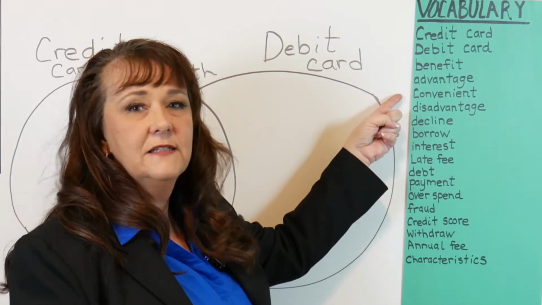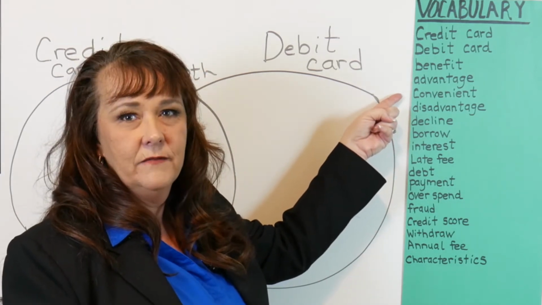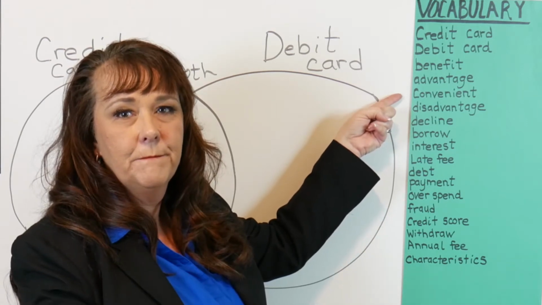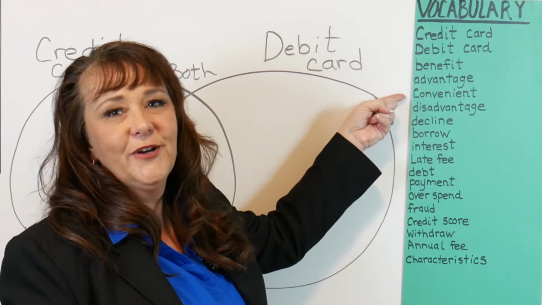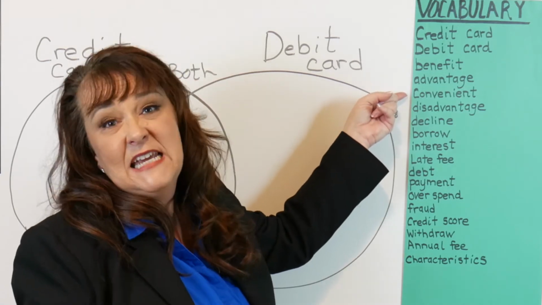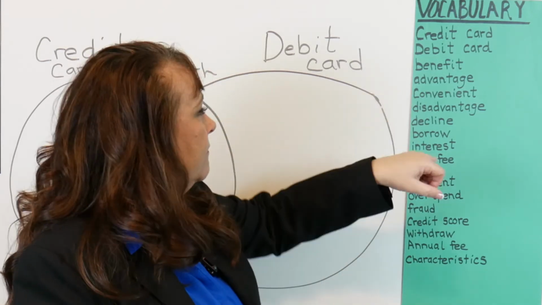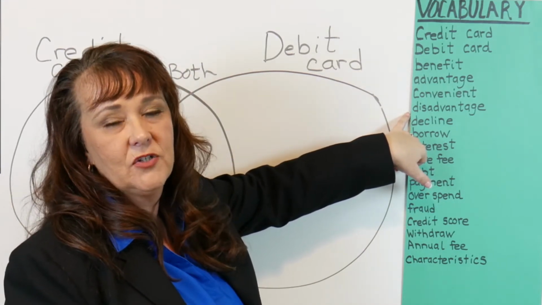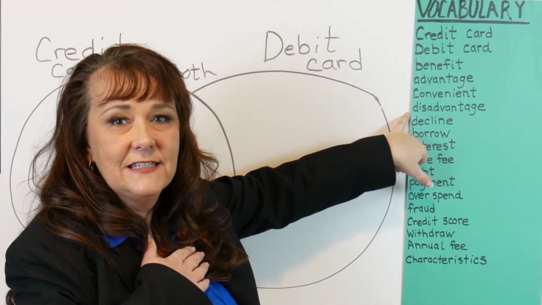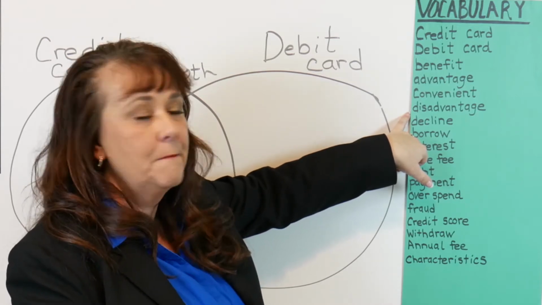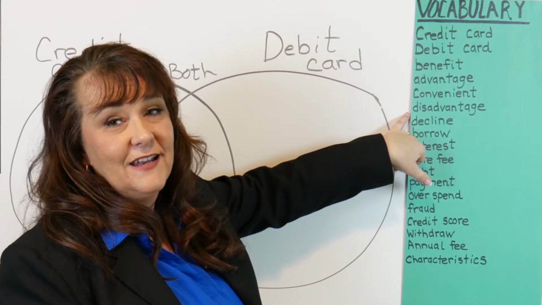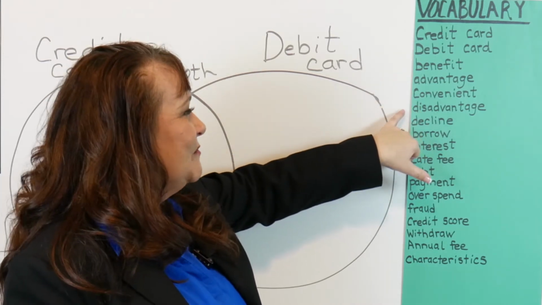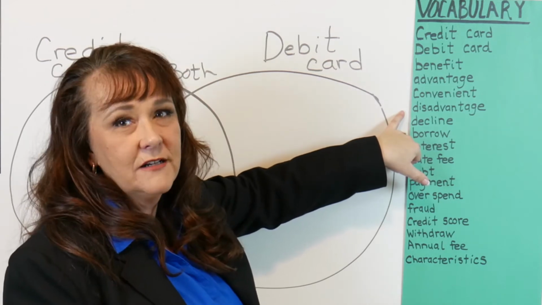The next word is convenient. You try it. Convenient. Another word for convenient means easy. Then we have the word disadvantage. You try it. Disadvantage. Disadvantage is the opposite of advantage. It means something that's not so good.